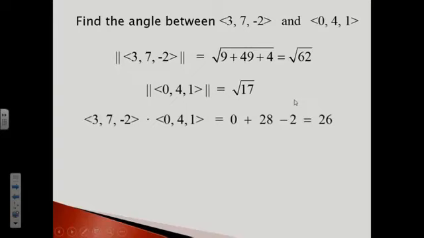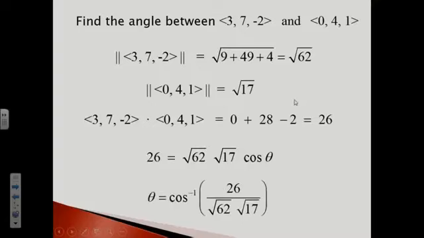The result is 26. We get the equation 26 equals square root of 62 multiplied by square root of 17 multiplied by cosine theta, where theta is the angle between the two given vectors. We can find cosine theta and then compute theta as cosine inverse of 26 divided by square root of 62 multiplied by square root of 17.